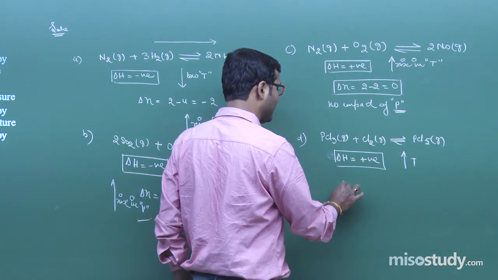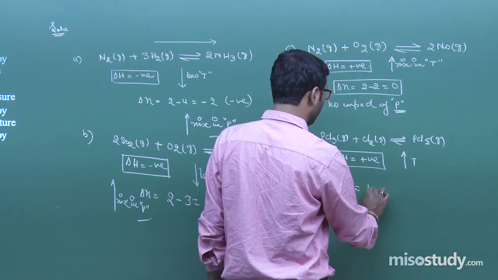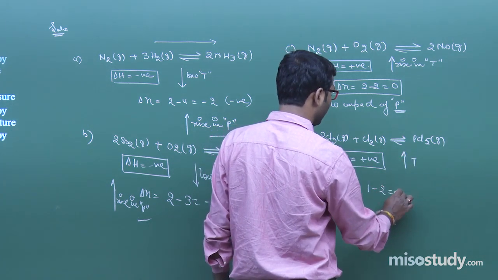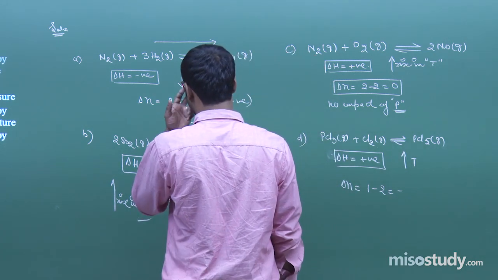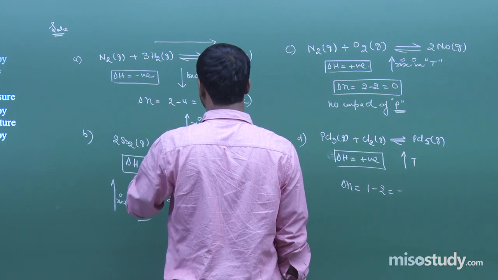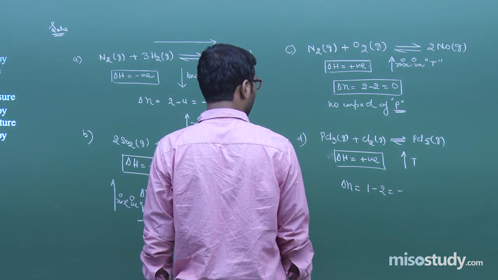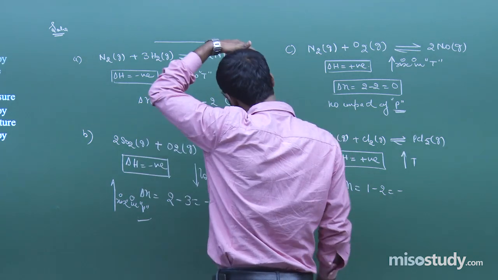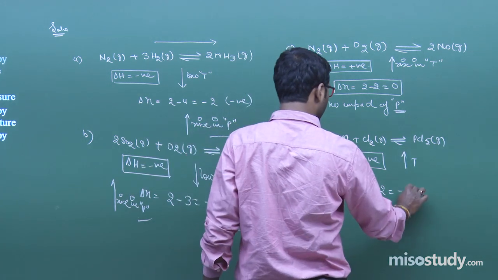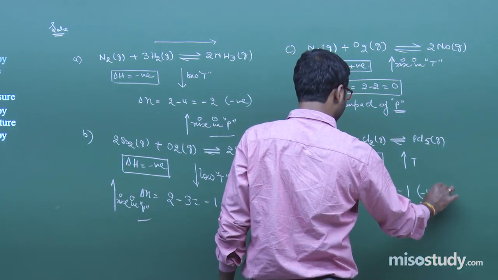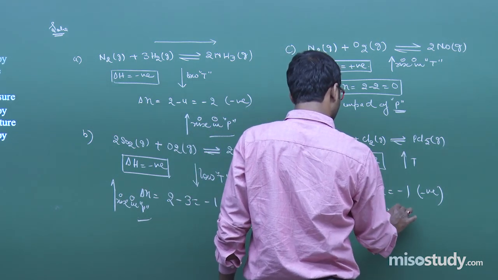And now delta N is equal to 1 minus 2, sorry, pardon. Here we have made some mistake, no? 2 minus 4, that is 1 minus 2 minus 4. Yeah, that is 1 minus 2, and is equal to minus 1. Delta N again negative. So rise in pressure favors the forward reaction.